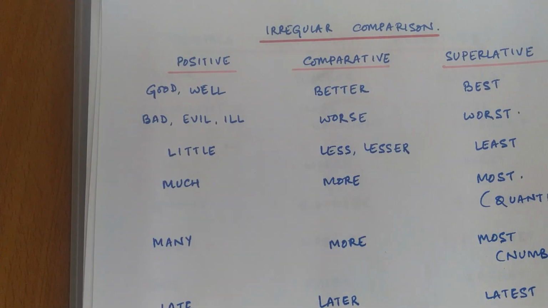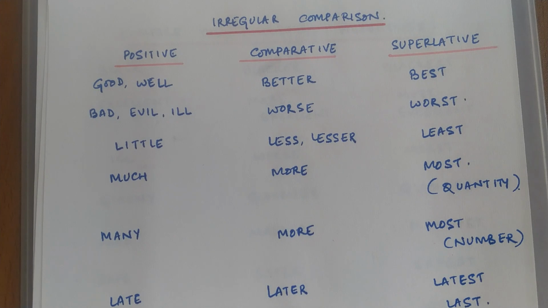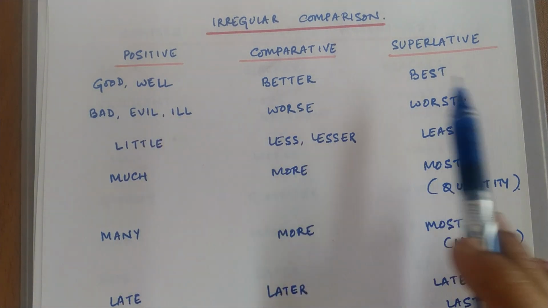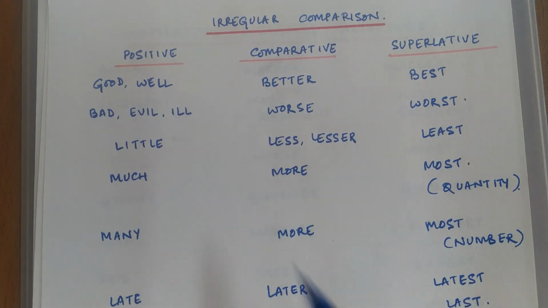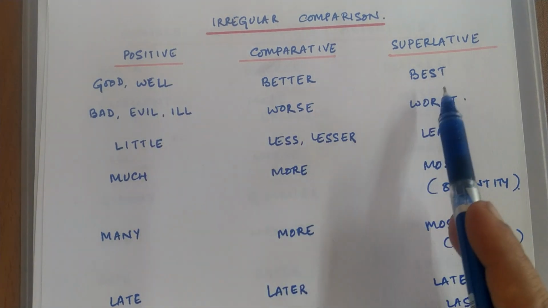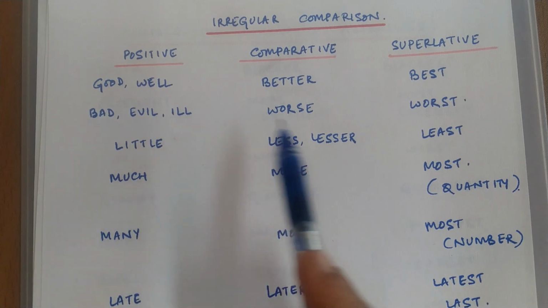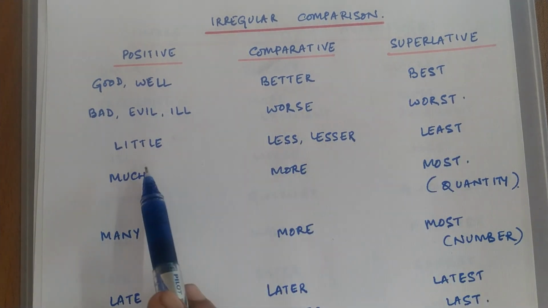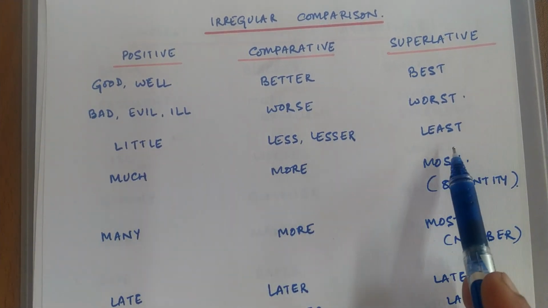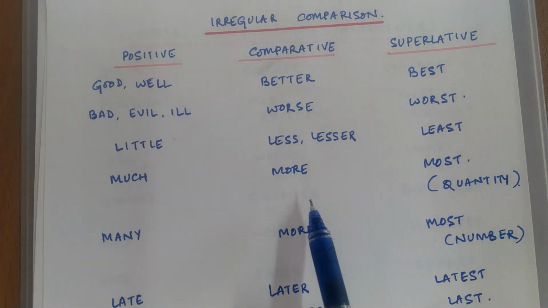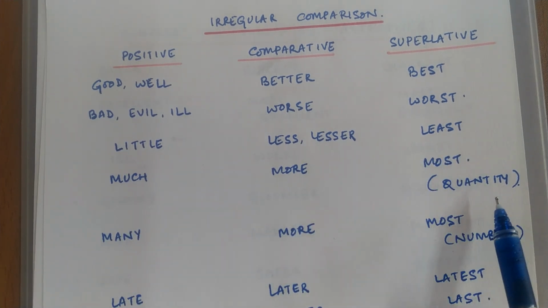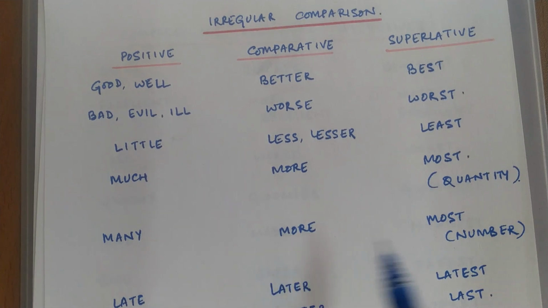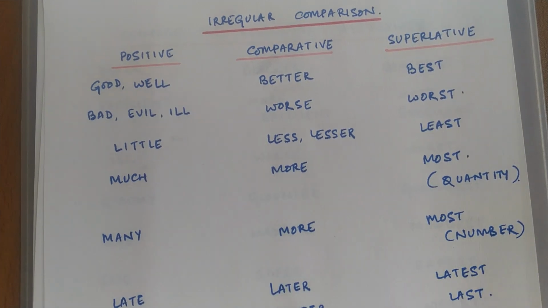Now we will do a few examples on irregular comparison. Now, irregular comparison, again positive, comparative and superlative. So good and well becomes better, best. Bad, evil, ill becomes worse, worst. Little becomes less, lesser, least. Much, more, most in terms of quantity. Many, more, most in terms of number.